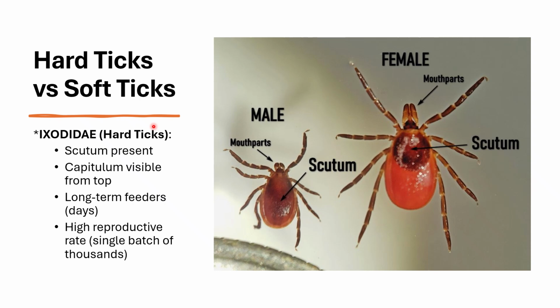In terms of the key characteristics of the hard ticks, number one is the presence of the scutum. So both the male and the female have the scutum. For the capitulum, when we compare that with the soft ticks, the capitulum is visible from the top. In terms of the feeding, blood feeding is considered to be long-term for the hard ticks. It will take about days. And there is also a high reproductive rate, meaning that a single batch will lay about 1,000 eggs.